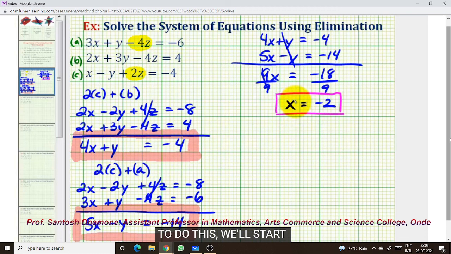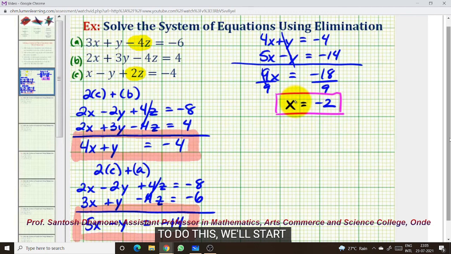So again, to keep organized, let's call this equation D and call this equation E. Notice if we used equation D, we could solve it for y by subtracting 4x on both sides. We can say y is equal to negative 4x minus 4. We can substitute negative 2 for x and solve for y. So y is equal to negative 4 times negative 2 minus 4. This would be positive 8 minus 4. So now we know y is equal to positive 4.